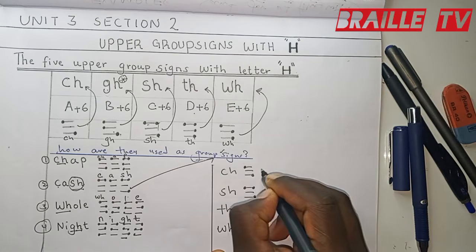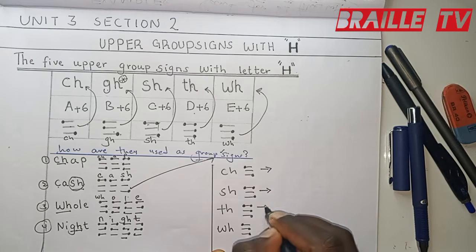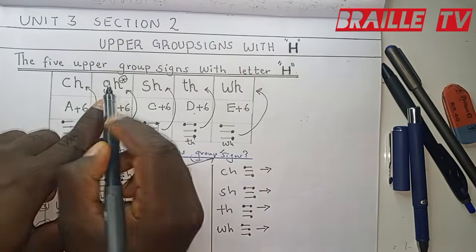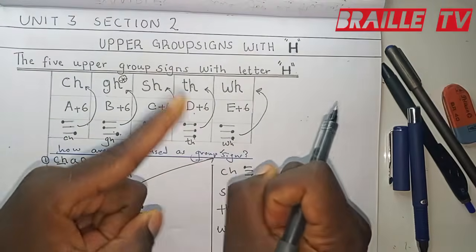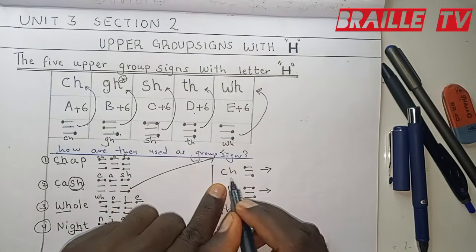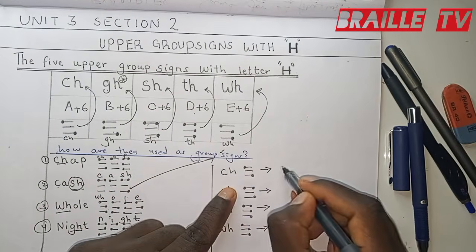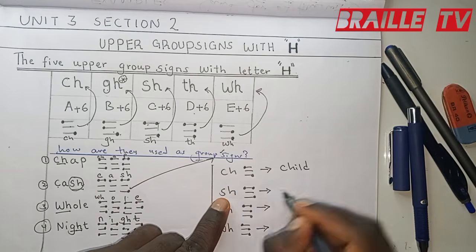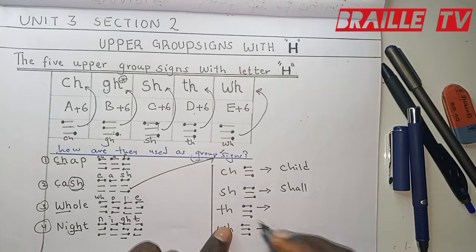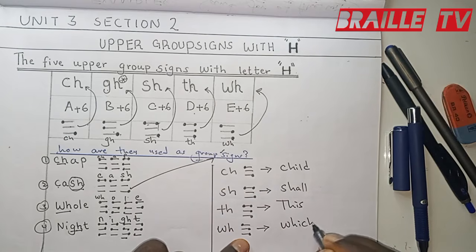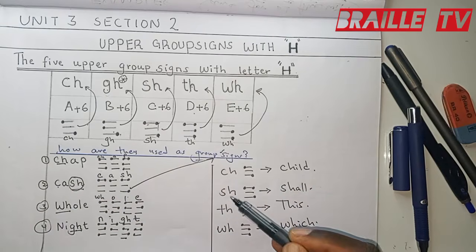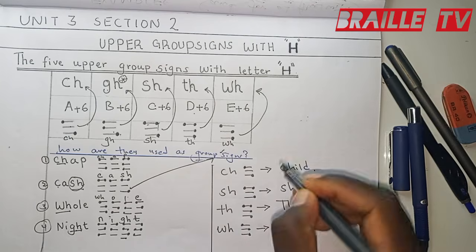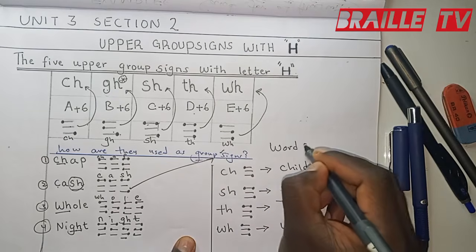Now these 5 group signs, or these 4 of them, remember I said GH does not have a word sign. When they are standalone, remember a word sign must be standalone to be a word sign. When they are used as standalone, they mean these words. CH means child. SH means shall. TH means this. WH means which. So these 4 of them, CH, SH, TH, and WH, can be used as word signs.